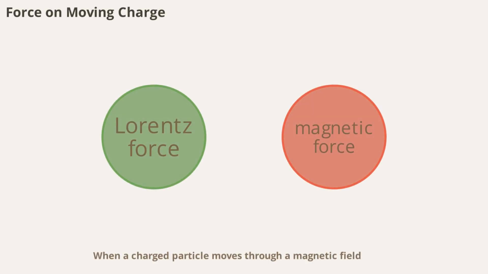When a charged particle moves through a magnetic field, it experiences a force known as the magnetic Lorentz force. The direction of this force is perpendicular to both the velocity of the particle and the magnetic field, as given by the right-hand rule. The magnitude of the force is F equals qvB sin theta, where q is the charge, v is the velocity, B is the magnetic field, and theta is the angle between v and B. This force is fundamental to the motion of particles in a magnetic field.